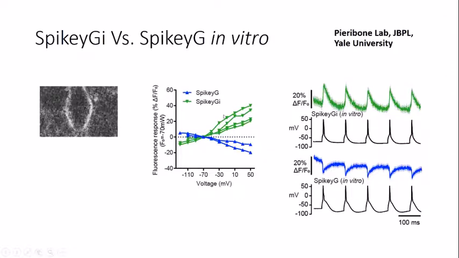And we also have this inverted version, Spiky G, which means the fluorescence level goes up when we are seeing an action potential. This is the experiment that Allison in our lab performed on a brain slice as an in vitro ephys. And you can see how the Spiky G is actually having a better delta F over F. And if we look at the action potential, it's actually pretty similar responses in terms of the absolute value. So these are the new voltage indicators that we have from Pieribone's lab.